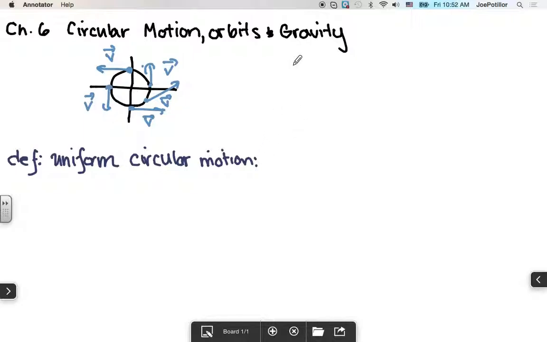Definition of uniform circular motion is, of course, any time... That's your symbol for circle, because I'm too lazy to write the word.